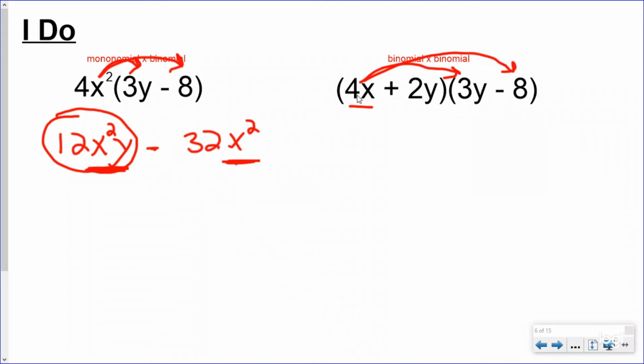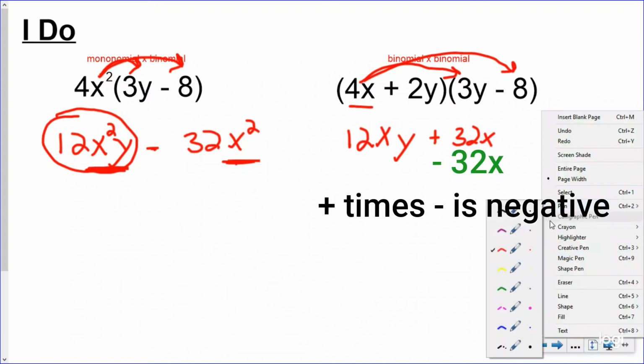So again, when you're multiplying variables, you multiply the coefficients, and then the variables' power rule, you just add them together. So 4 times 3 is 12, and then the x and the y are not the same, so you're just going to write down xy, plus 4 times 8 is 32, and you leave the variable as an x. Now you have to do the second number.